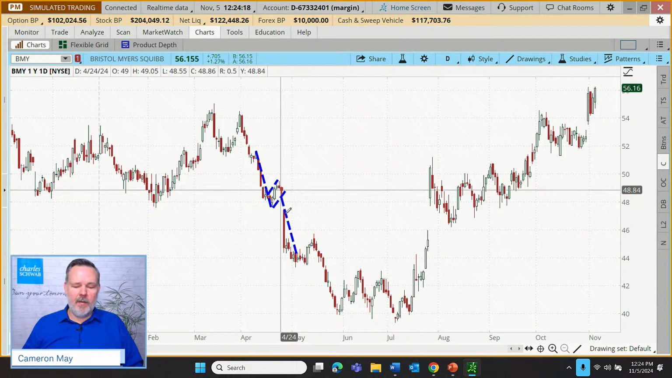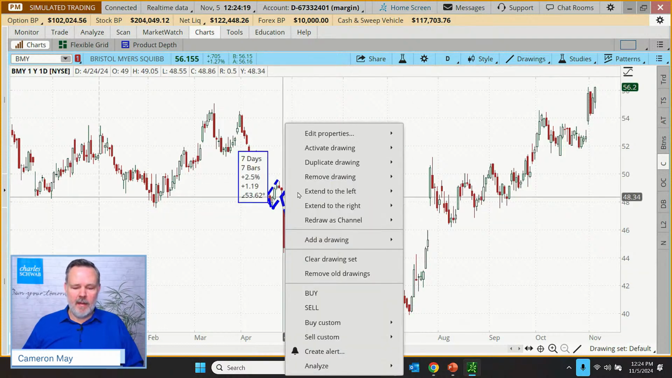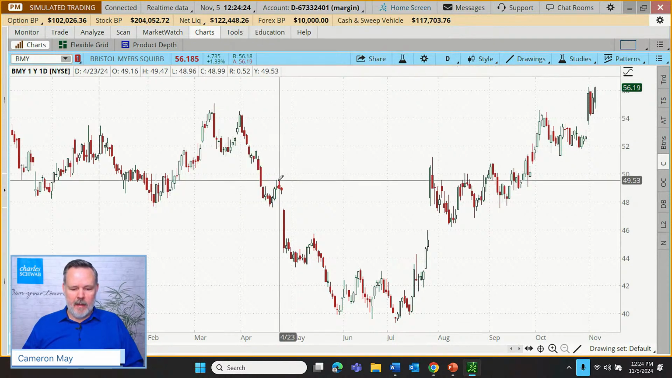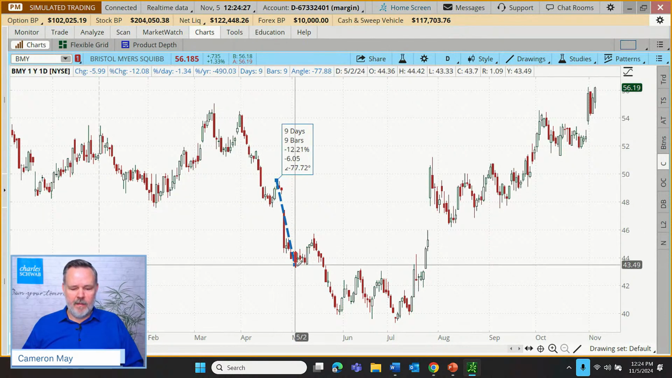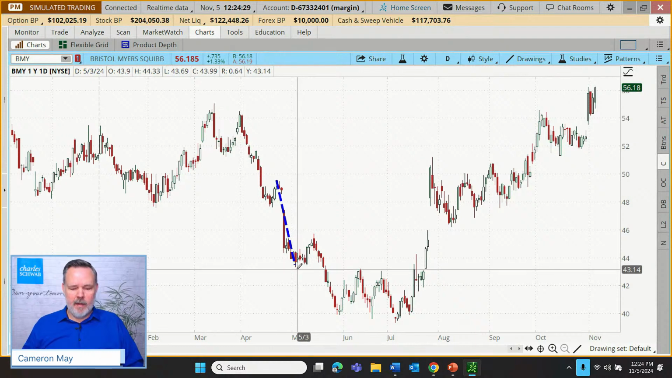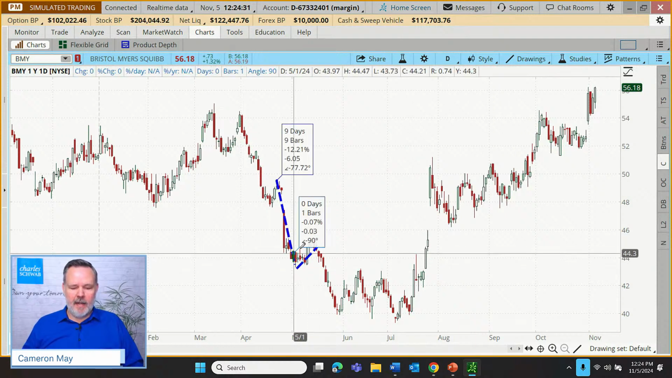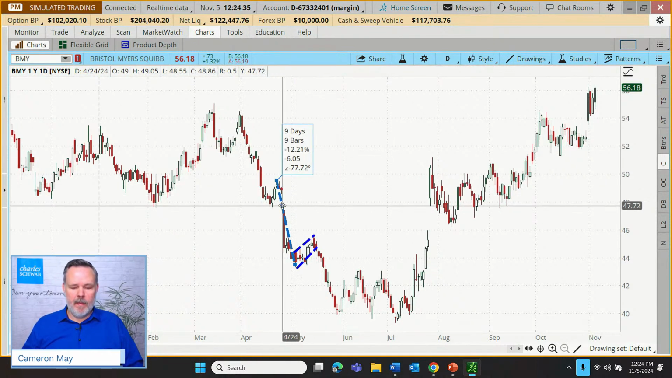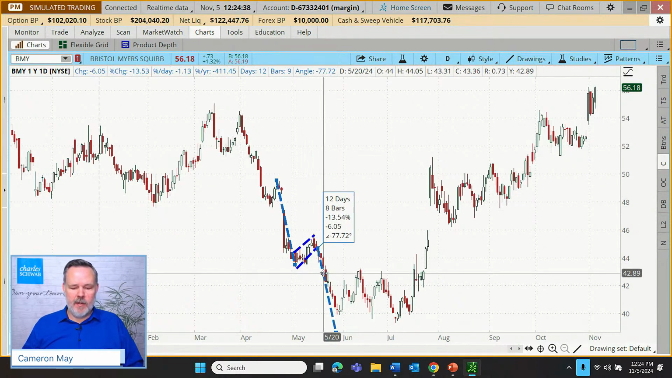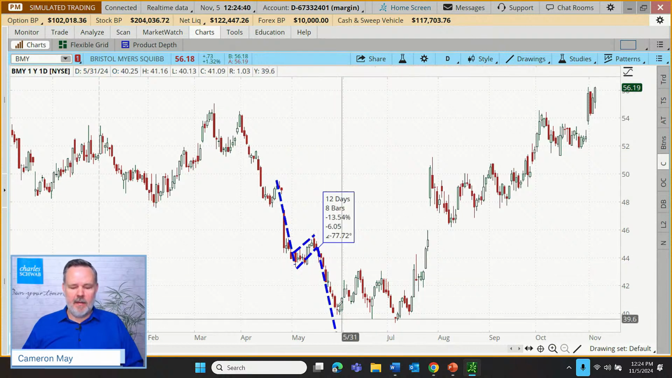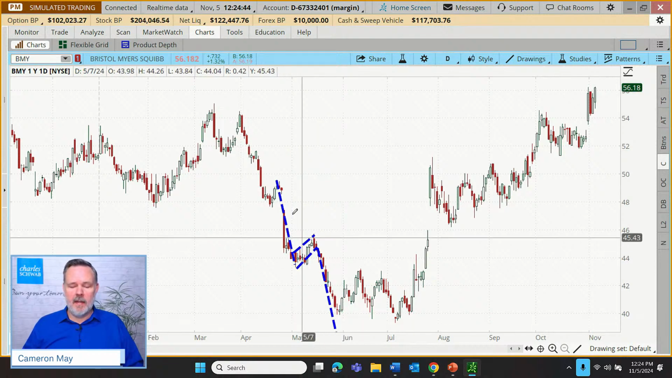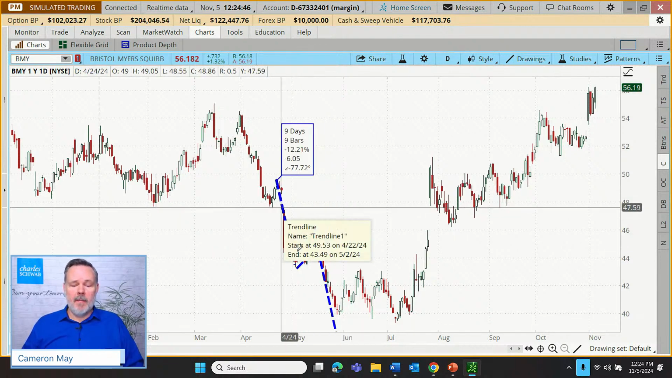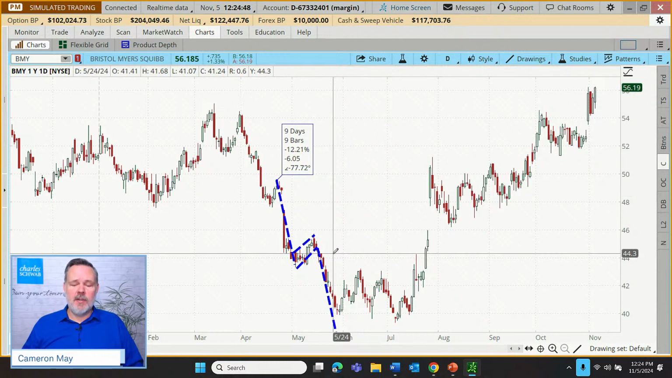Do you think someone might have looked at this and said, well, Cameron, isn't this, let me just clean this all off, clear the whole drawing set. Isn't this a flagpole itself right there? Wasn't this a bear flag right here? And is it possible that the trader might have taken a trade right there and looked for a move to the downside again? Yep, it's possible. In this case, we didn't quite get the severe downside that it did here. But yeah, that is typical bear flag trading.